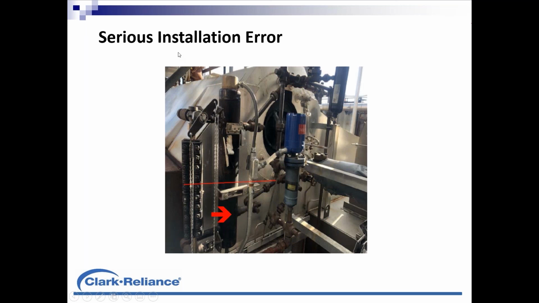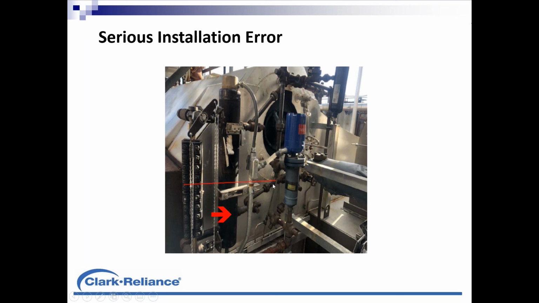Okay, here's a serious installation on a new water column in gauge glass. If you notice here that the steam and water piping coming off of the boiler is sloping downhill to the water column. This was a very serious error.